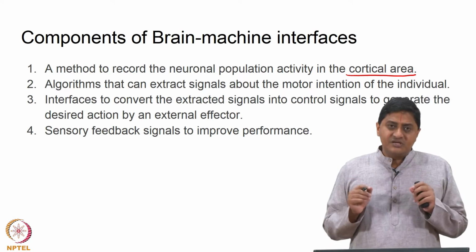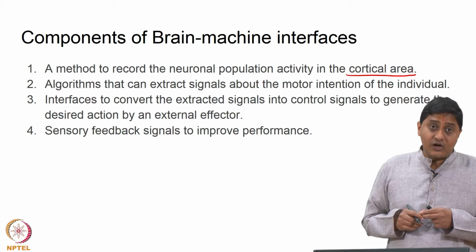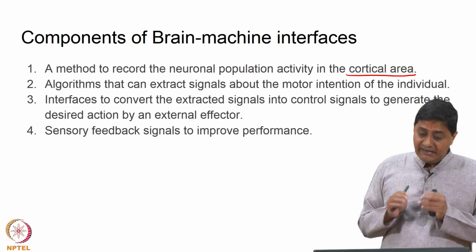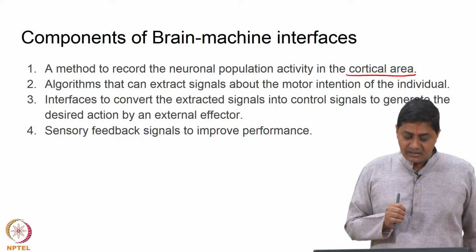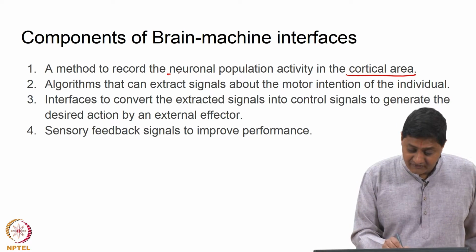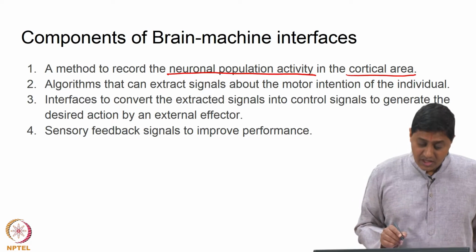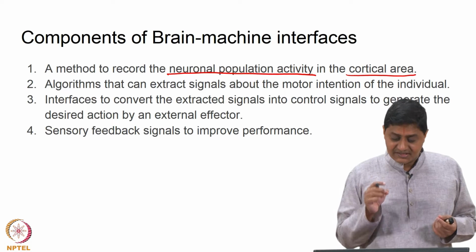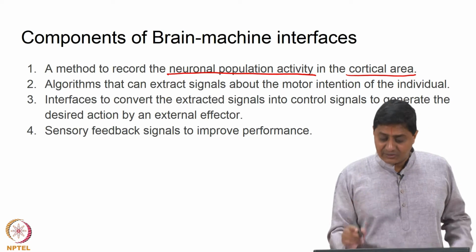There has been substantial improvement in the microelectrode technology. So, we could implant electrodes in the cortex and record population activity from multiple neurons, and then use relatively advanced algorithms that can extract signals about the exact motor intention.